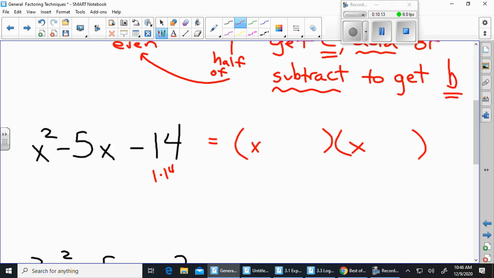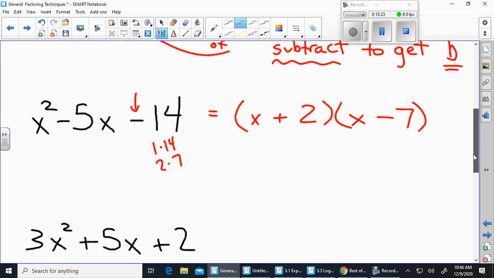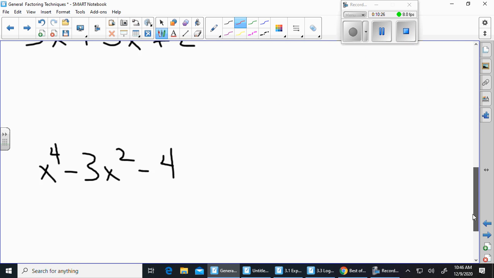1 times 14, 2 times 7. Which ones subtract to give me 5? Because that's minus 2 and 7. Minus 7 plus 2. Larger number gets the sign of the middle. I'm going to skip that one.